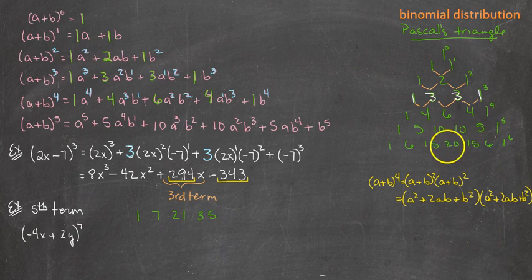And now I can work backward. 20 plus 15 is 35, 21, 7, and 1. All right, so these are the coefficients for the terms of this binomial expansion. So let's find the coefficient for the fifth term. The fifth term is 1, 2, 3, 4, 5. That's going to be 35, as I predicted before.